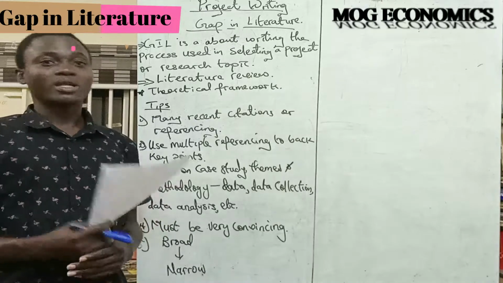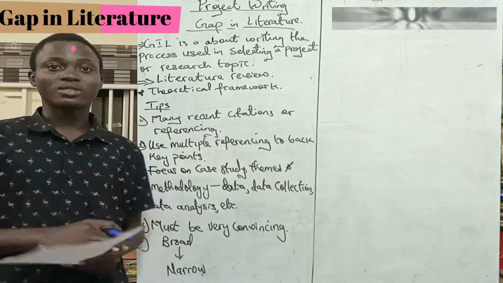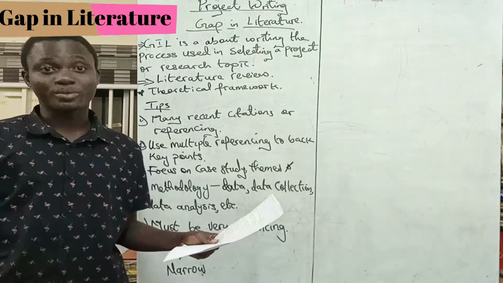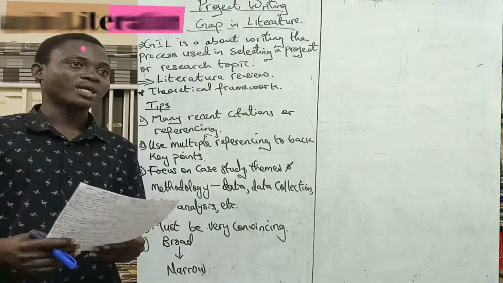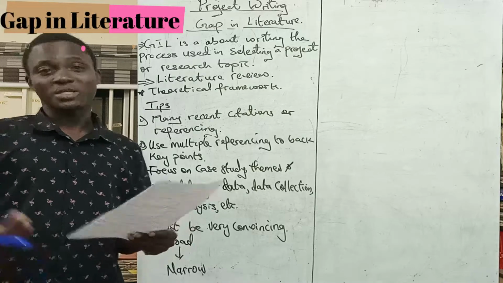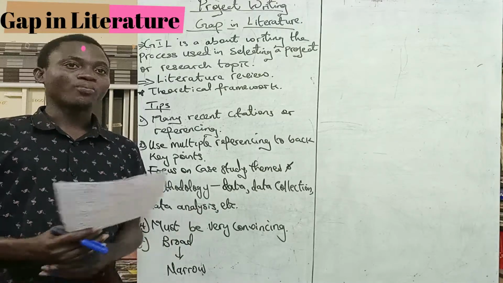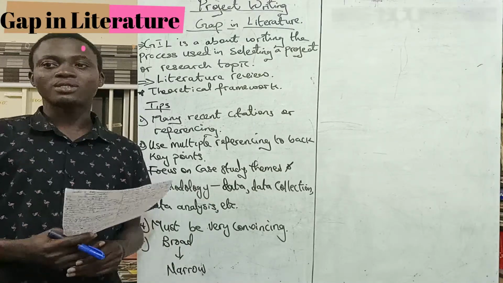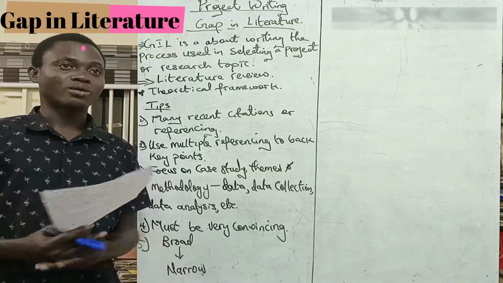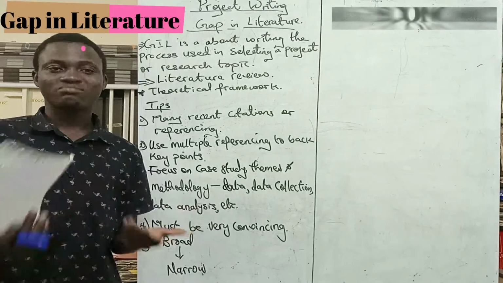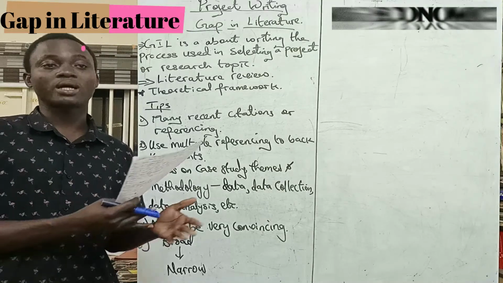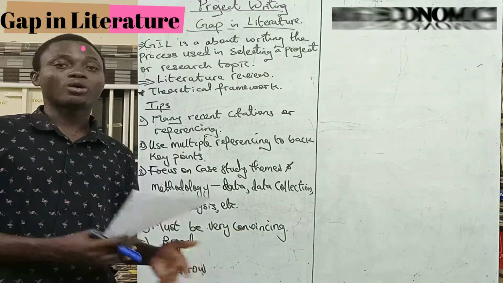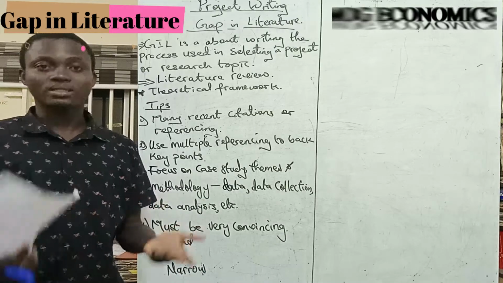By now, obviously, on this research writing course, you already have your topic. I believe you must have written your chapter one, your chapter two, and your literature review to a certain extent. There's an aspect of research that gives students one or two challenges, which is the gap in literature, or research gap. They are the same thing.